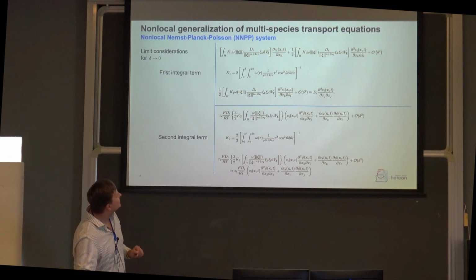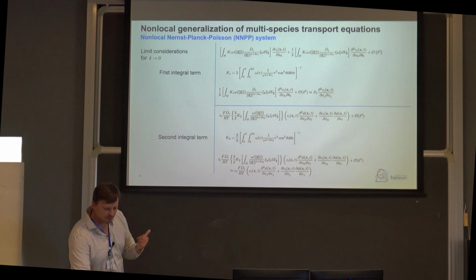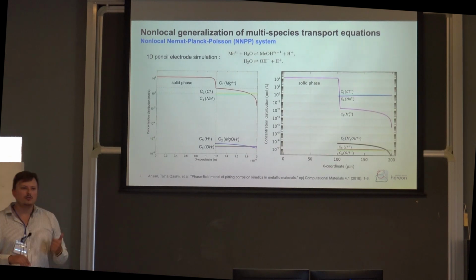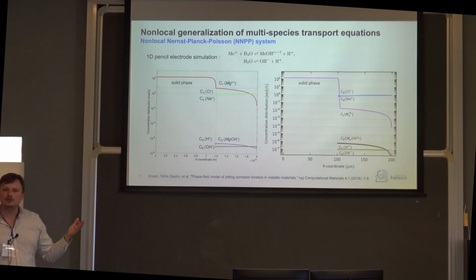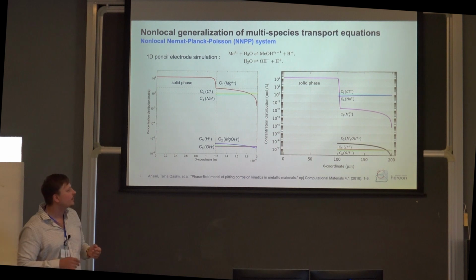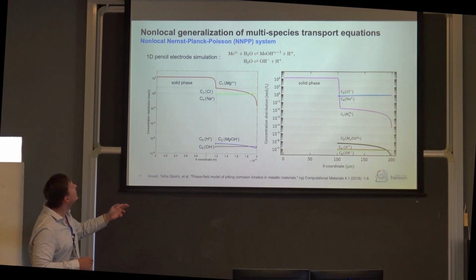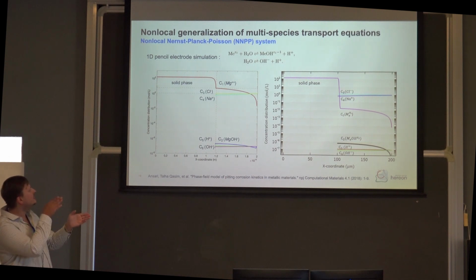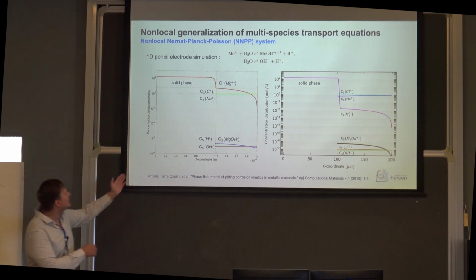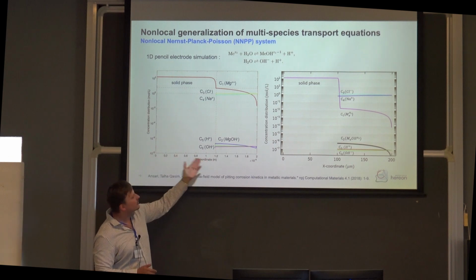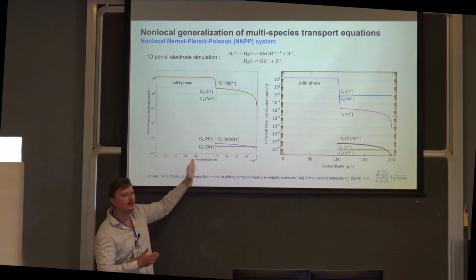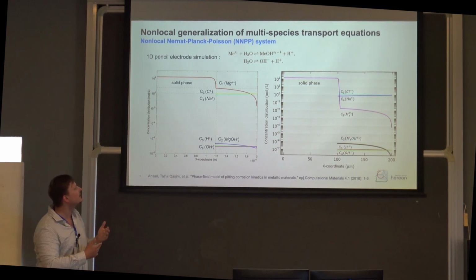So let's take a look at some numerical examples. We studied problems in 1D, 2D, and 3D, and compared to similar approaches that are found in literature, specifically the phase field approach proposed in 2018. What we're dealing with here is a one-dimensional wire corrosion or pencil electrode simulation. So from the left side to the right, you have a wire, and it is corroding, thus the front is moving to the left.